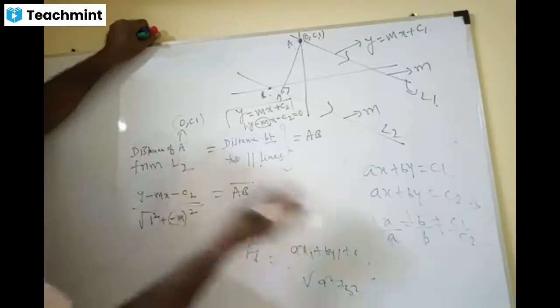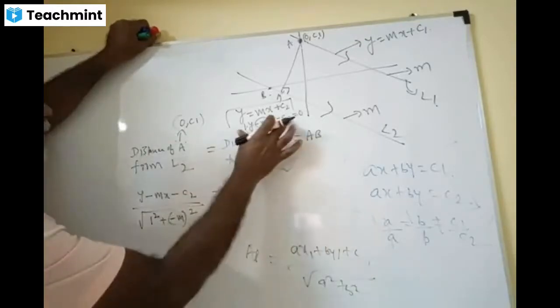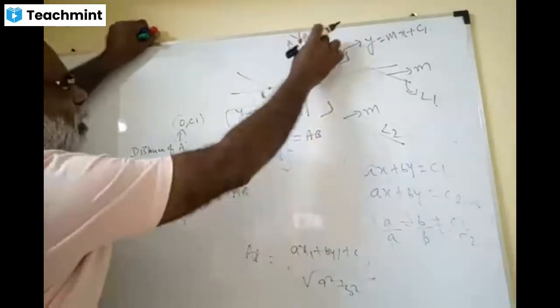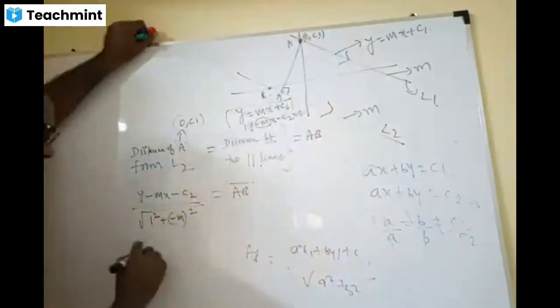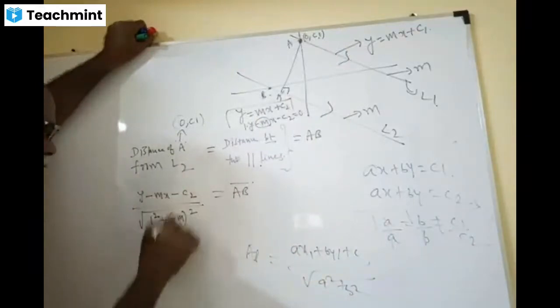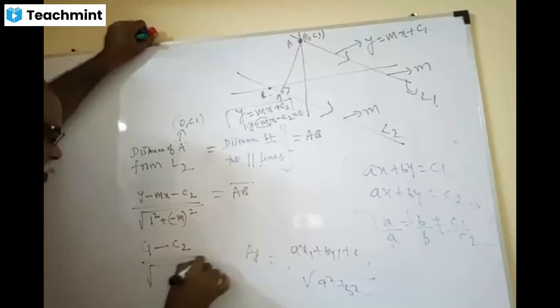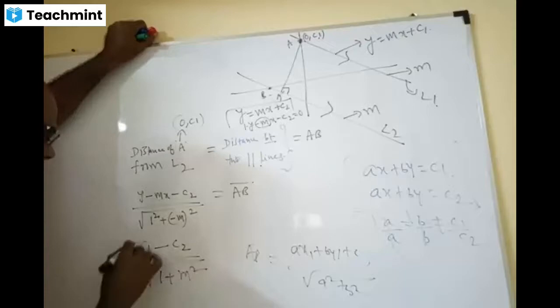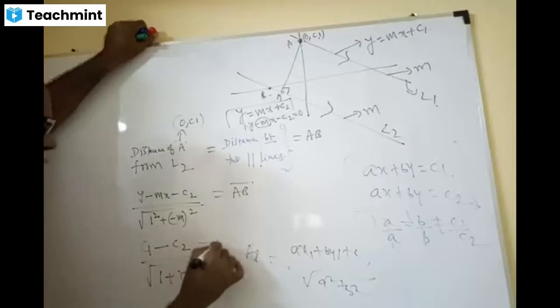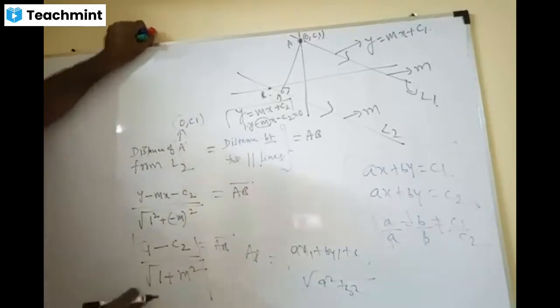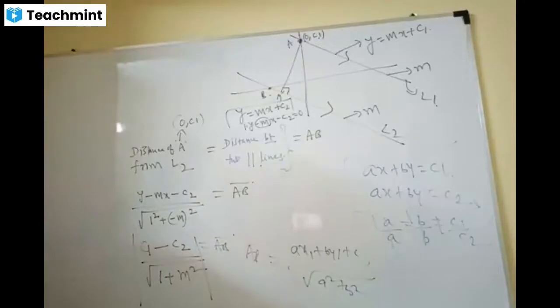So I am applying this formula here. I wrote the line here and I put x as 0 and y as c1. I will put y as c1, minus x as 0 gone, and minus c2, by root of 1 plus m square. So c1 minus c2 over root of 1 plus m square is the AB distance. Since distance is always positive, put modulus, and this is the formula for the distance between the two parallel lines, my dears.